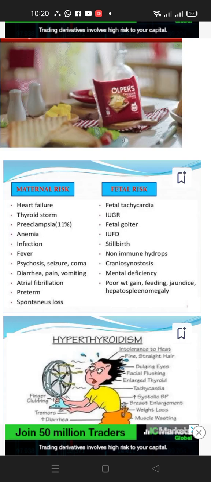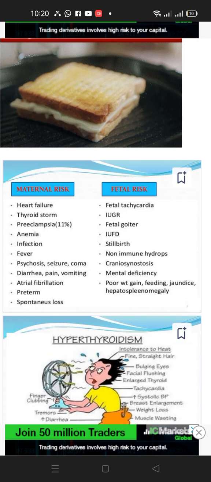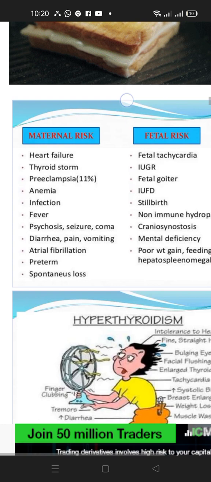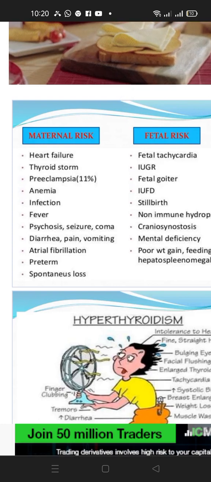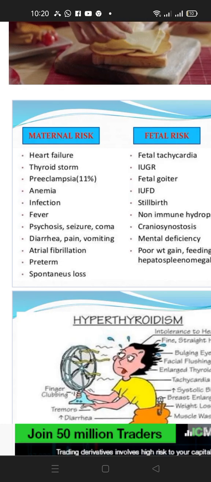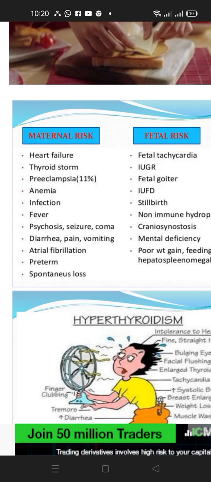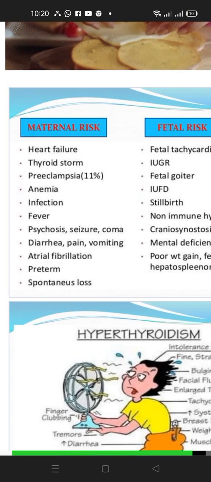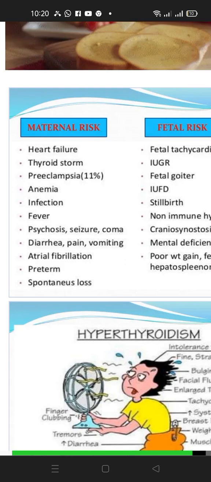Regarding the maternal risk, increased thyroxine in turn leads to increased basal metabolic rate in the female. So this in turn leads to an increased tendency of heart failure. Thyroid storm can occur in case of stress, in case of surgery, in case of any illness. And similarly, the risk of preeclampsia is increased in 11% of the cases as there is increased catabolic activity going on inside the body.